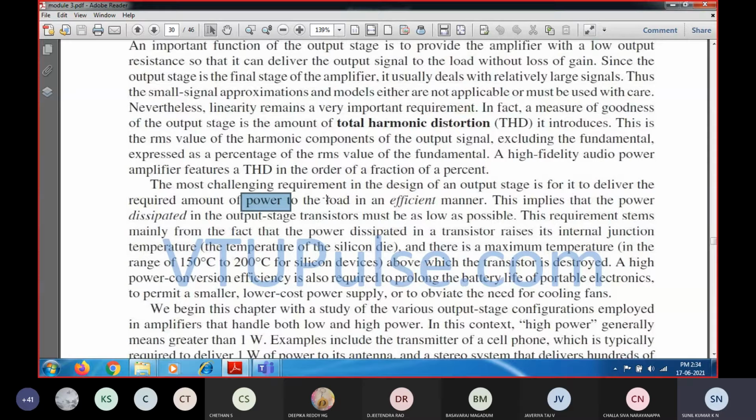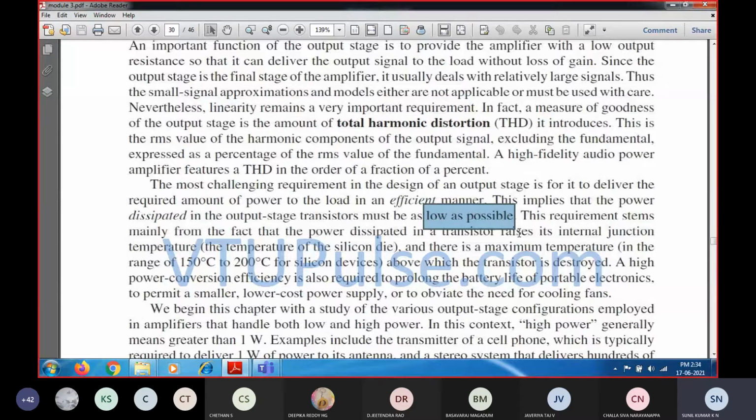The output stage is typically made up of a large signal amplifier, which has large signals in terms of power. So how efficiently these large power transistors deliver the power to the load is a very important aspect of the output stage of an amplifier. This implies that power dissipation in the output stage must be as low as possible. That is the main requirement: how efficiently the power can be transmitted.